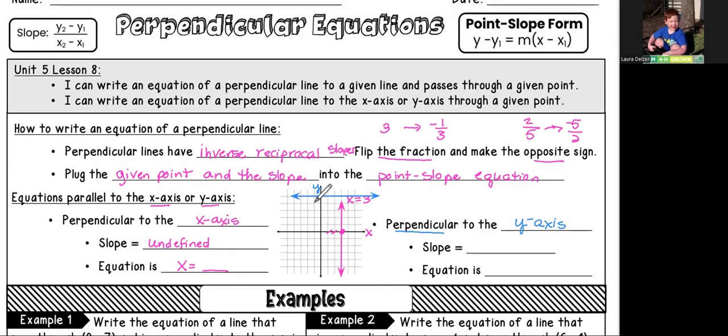So when we write our equation, it's going to be this. The slope in this case equals 0, right? So it's a flat line. And the equation is going to be y equals something. When I drew this, it was 1, 2, 3, 4, 5. So in this case, it was y equals 5. Okay, so that's how you do that.